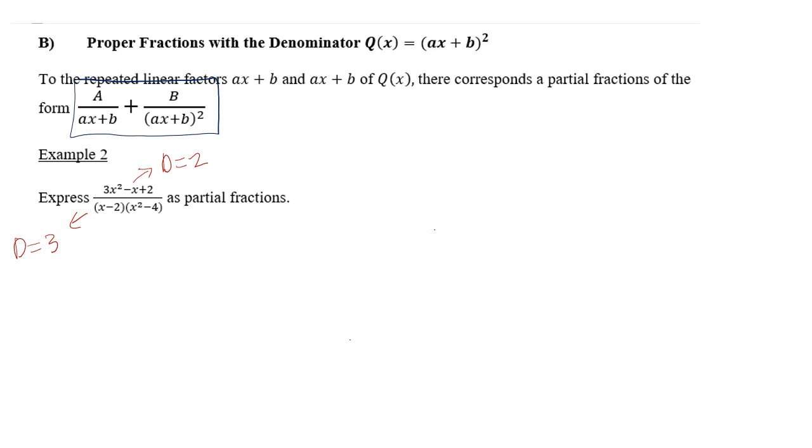It is 3 because when you take x times x squared, you get x to the power of 3. So 3 means the highest power, hence the degree is 3. Right, so this is a proper fraction because the degree of the numerator is less than the degree of the denominator.